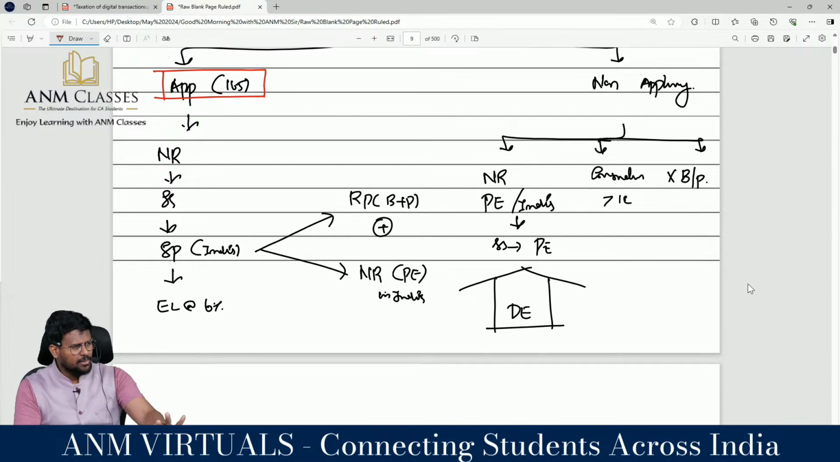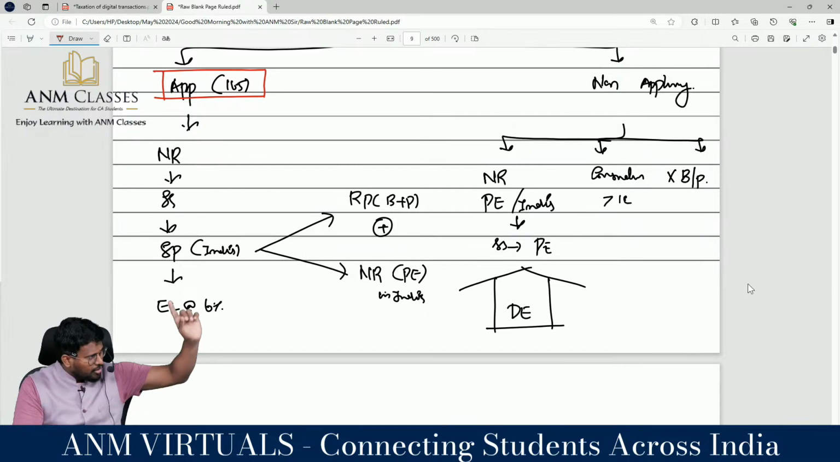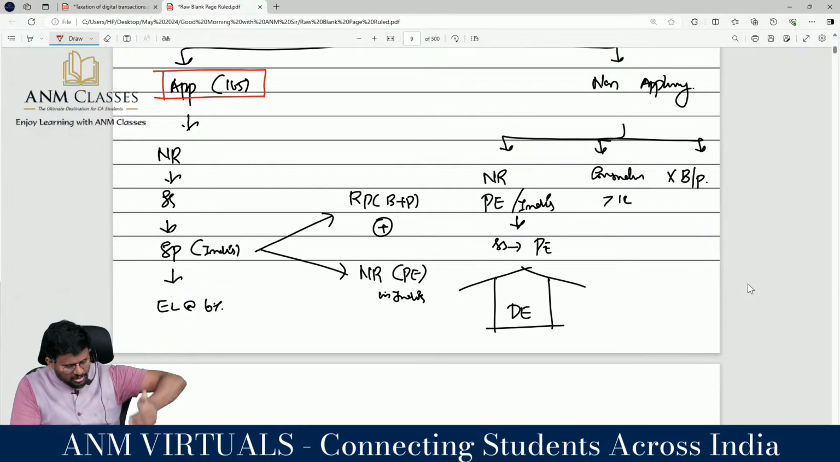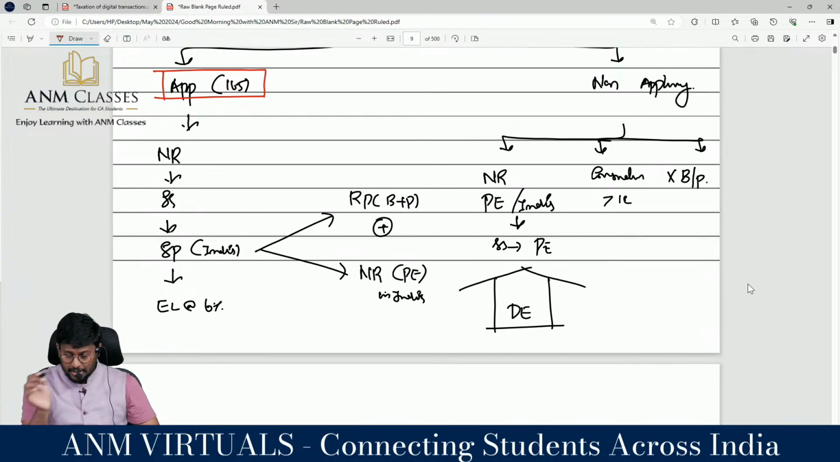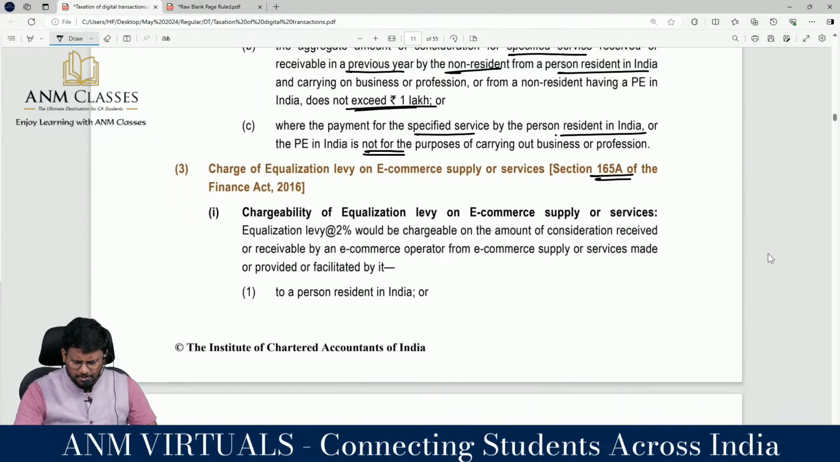Sir, in three circumstances, equalization levy will not be applicable. Number one, that non-resident is having a permanent establishment in India, and through that permanent establishment is providing the specified services. Number two, the consideration is not more than 1 lakh. Number three, it is the amount paid not for business or profession. That means it is for any personal purpose.